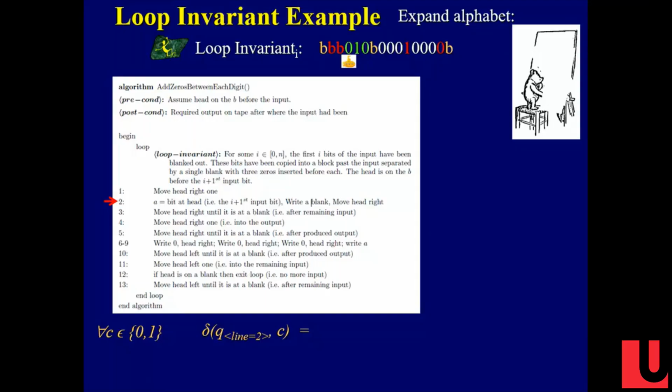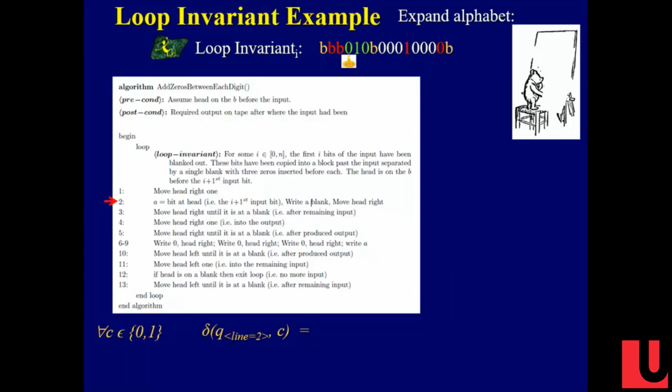If it's filling in the table this way, right? Here we have the table. We're looking at the state Q, line 2, and there are 2 entries, 0 and 1. We're filling this and this in. So what state do I go to? What are my actions? The bit I read in, I store in a variable called A. I write a blank and I move the head right.